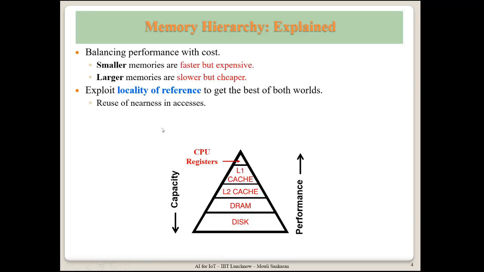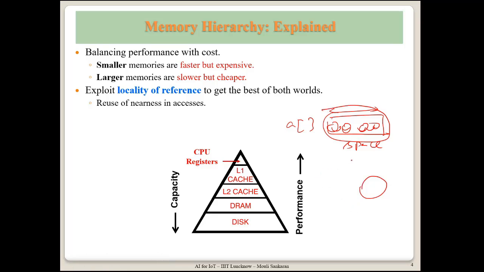Fine. Now, reuse of nearness in accesses. That means when you write software that uses arrays in memory, we always tend to access nearby locations. That is spatial locality, in terms of space. We normally operate on a particular array in the same area, very close areas. Locality of reference, that's what I'm saying. We are reusing the nearness of accesses most of the time.